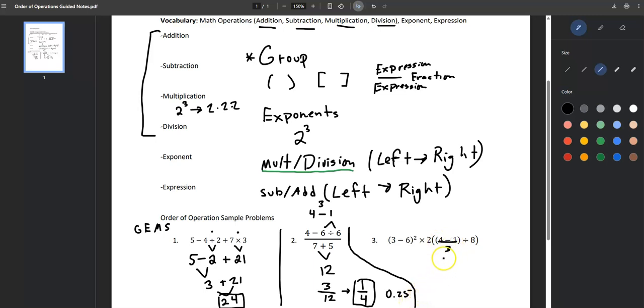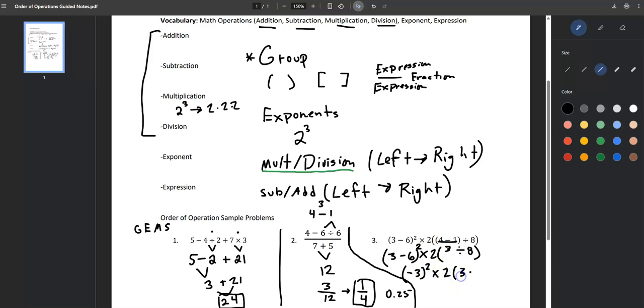And then once I'm done with that, I can get rid of that set of parentheses. So if I rewrote this, this would be what this would look like. Okay, now I've got two different sets of groupings. I'm going to take care of the left grouping and then the right grouping. So if I take care of this left grouping, that's just 3 minus 6, which is going to give me negative 3. And then I'm going to rewrite.